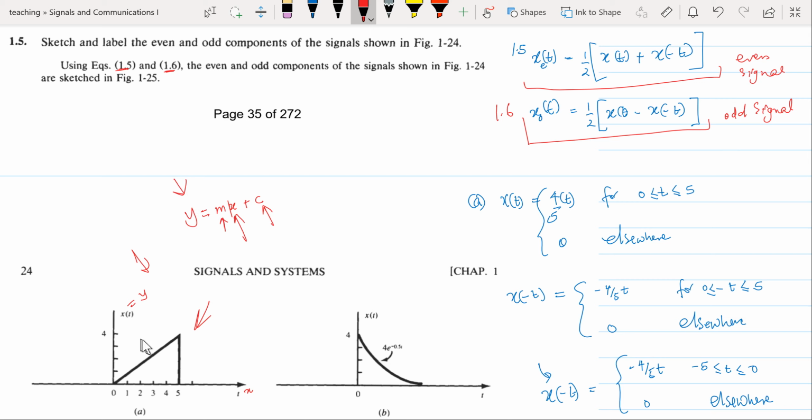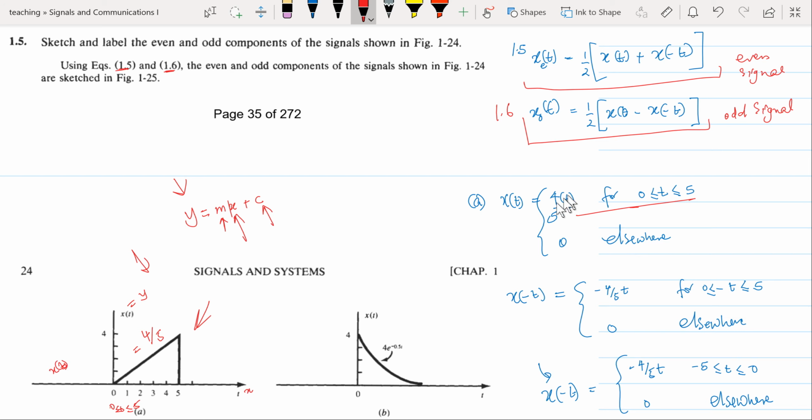So in this case, we can see that the gradient m is given by change in y, which is 4, over change in x, which is 5. Therefore, we get the equation 4 over 5 t. And that equation applies when t is greater than or equal to 0 and less than or equal to 5. Therefore, that is how we come up with this section. And it is 0 everywhere else. So you can see that the function x of t is 0 anywhere else. That is how we define this.